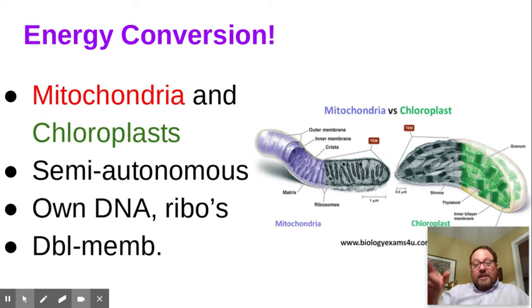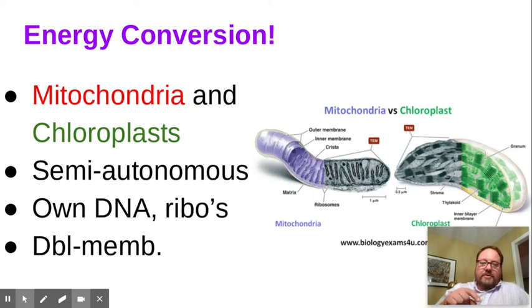They can do this because they contain their own DNA and they can reproduce on their own schedule. They don't have to reproduce when the rest of the cell reproduces. Again, they sort of operate semi-independently within the cell. So they have different ribosomes and their own unique DNA. And what's really cool about this is that when you look at their DNA and ribosomes, they're actually somewhat similar to bacterial DNA and ribosomes.